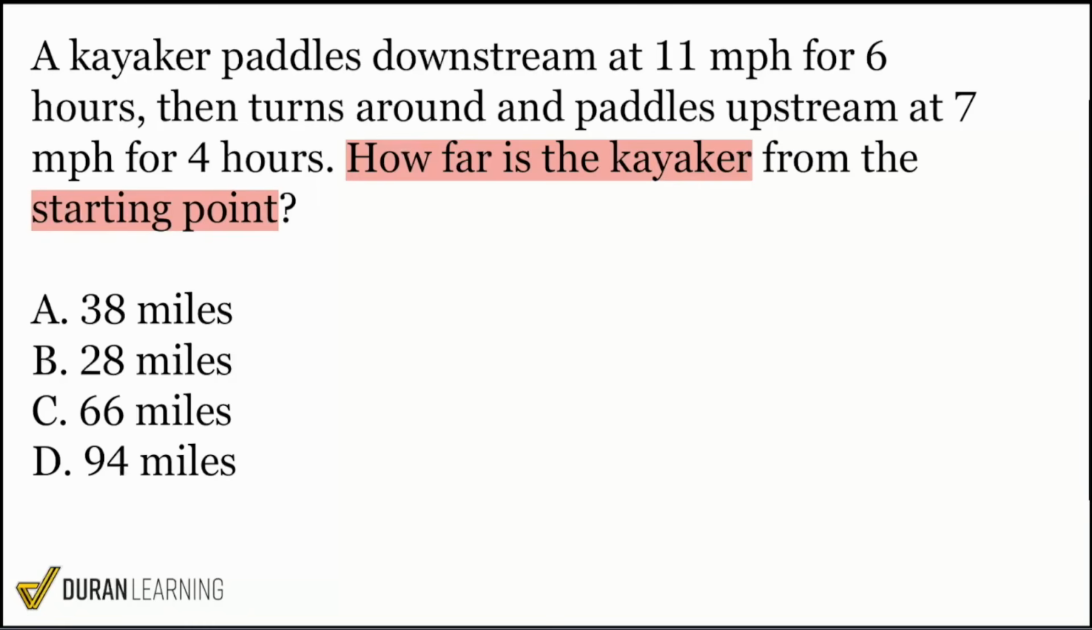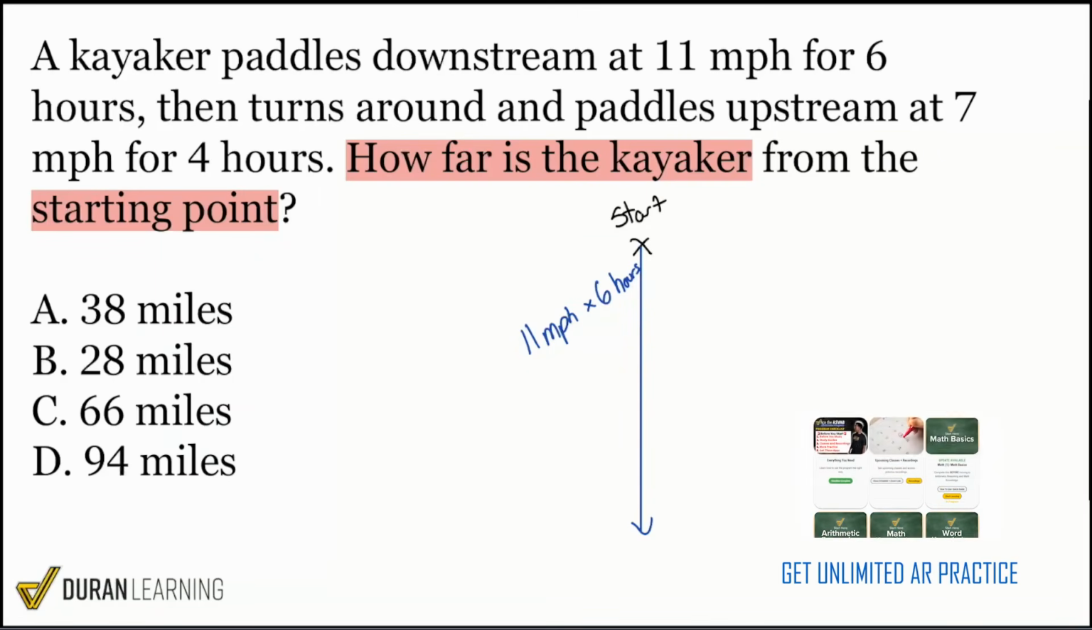So when we read what's going on, it says that this kayaker paddles downstream at this rate and for this time, and then turns around and paddles upstream at this rate and that time. So before I even get into the numbers, before I start calculating, I clearly understood that if this is my starting point, for a portion, we go downstream at a rate of 11 miles per hour for 6 hours. And I know my distance, rate, and time. I am going to go ahead and multiply my rate and time together to get that distance.